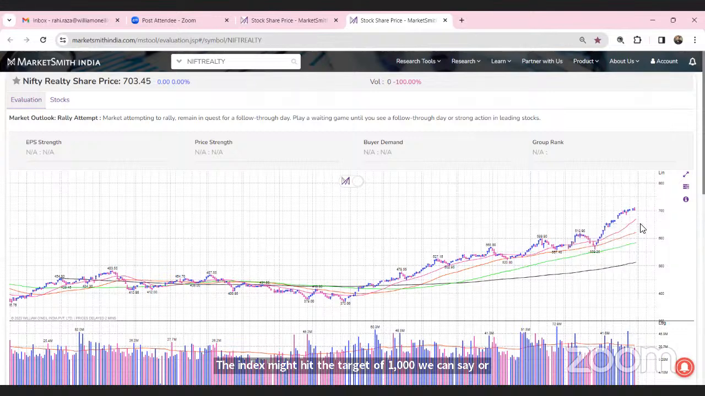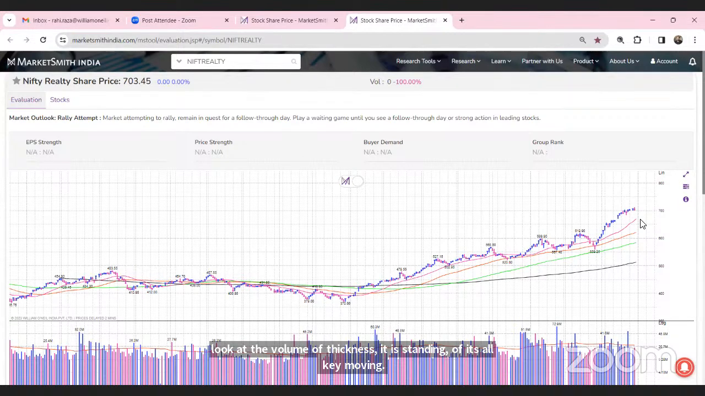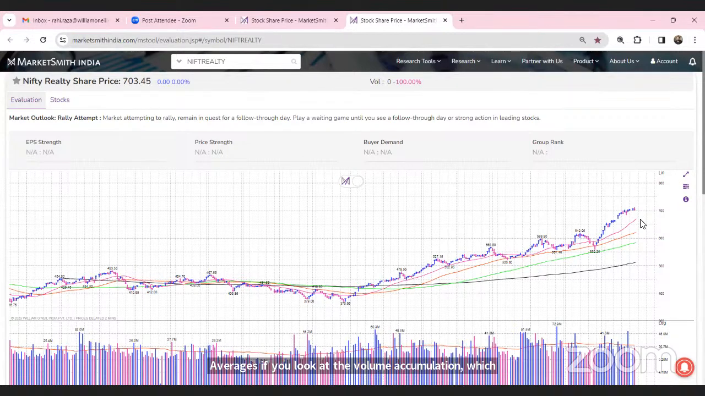In this particular index there is no sign of weakness. It is trending above all its key moving averages. The volume accumulation is also good. So overall sentiment in this index is great, and it is in bullish momentum as well. So this is all from my side.